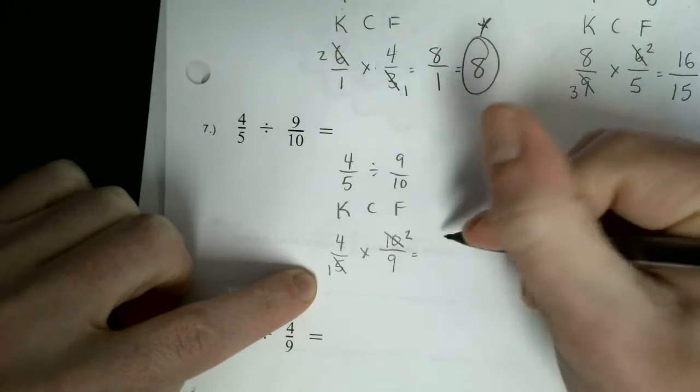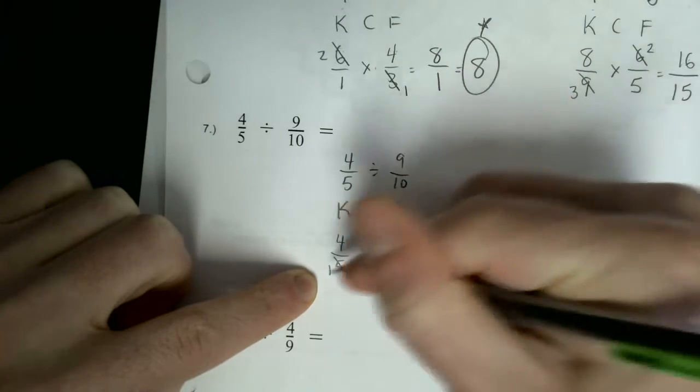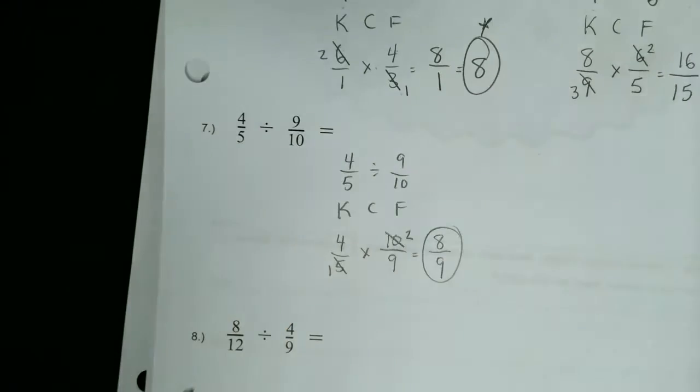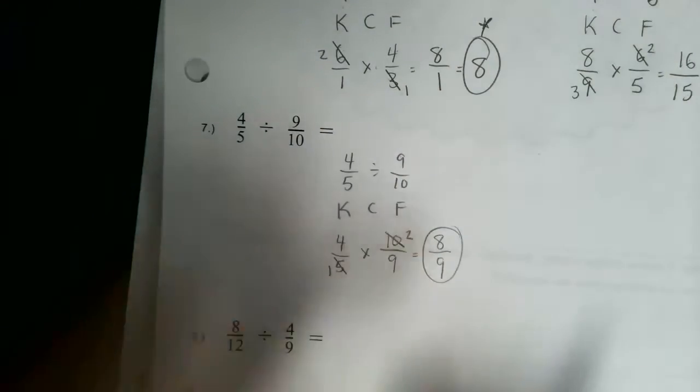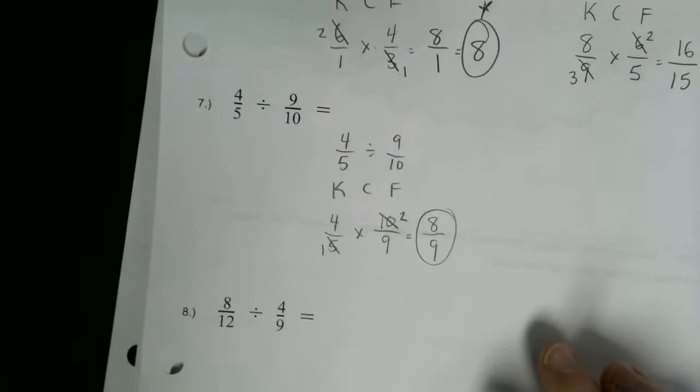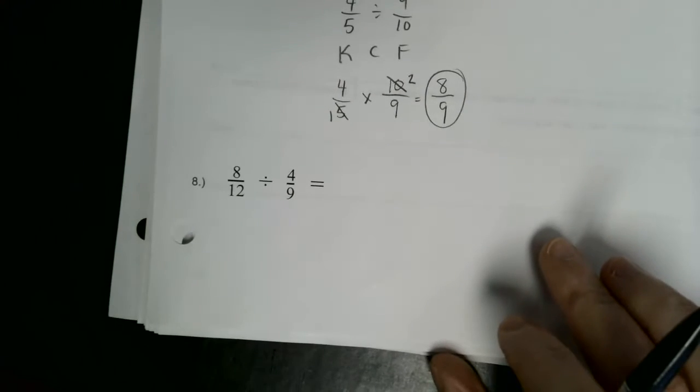What's 4 times 2? Well, that's 8. 1 times 9, and that's 9. And that's it, because that's a proper fraction, because the numerator is less than the denominator. No need to change that to anything. That's it. 8/9. Nice.